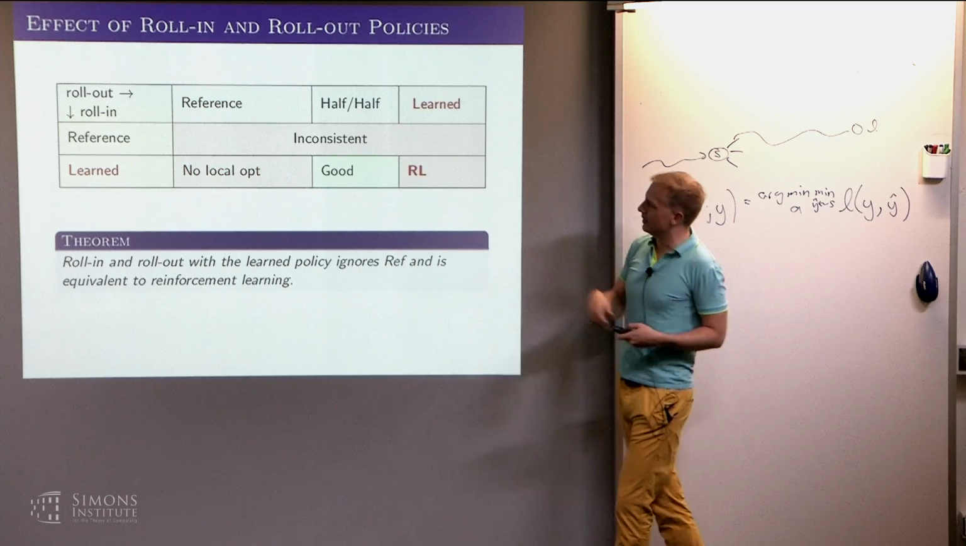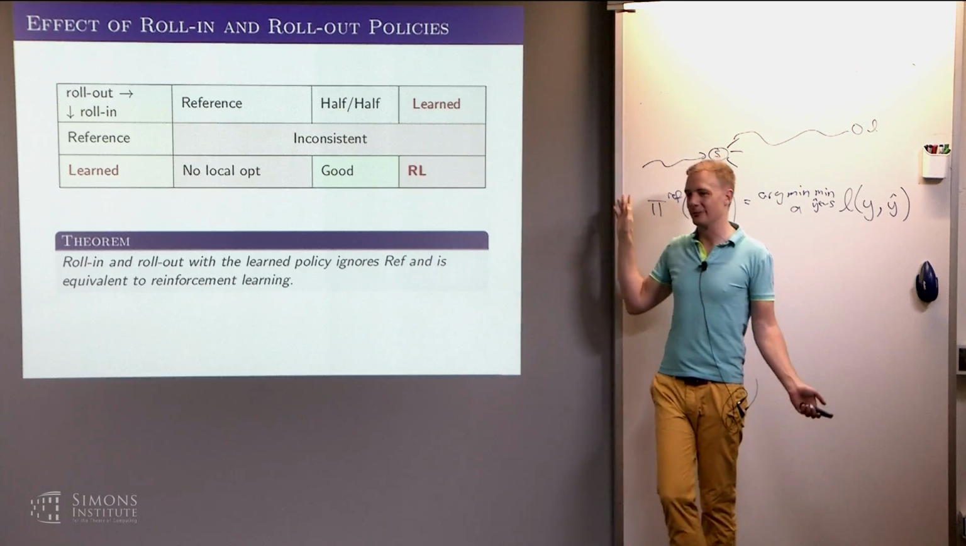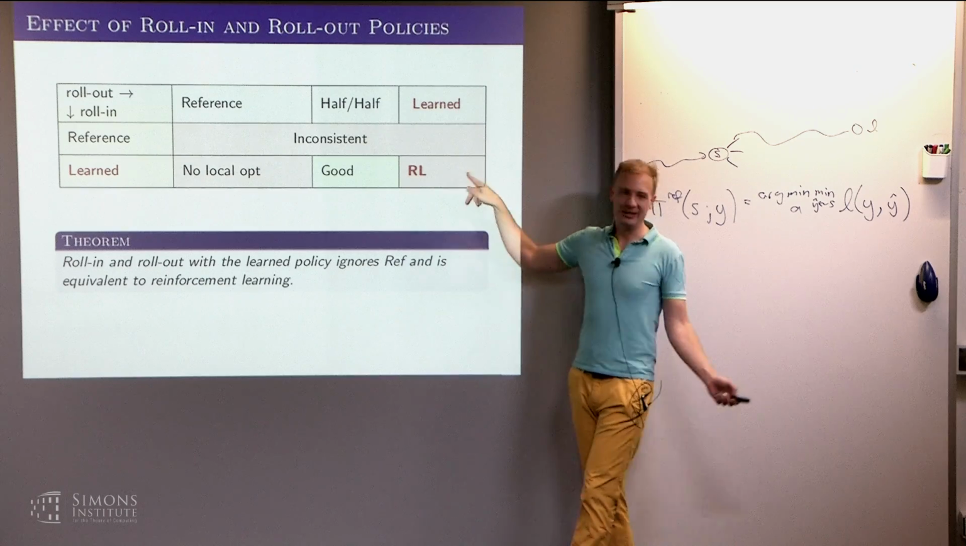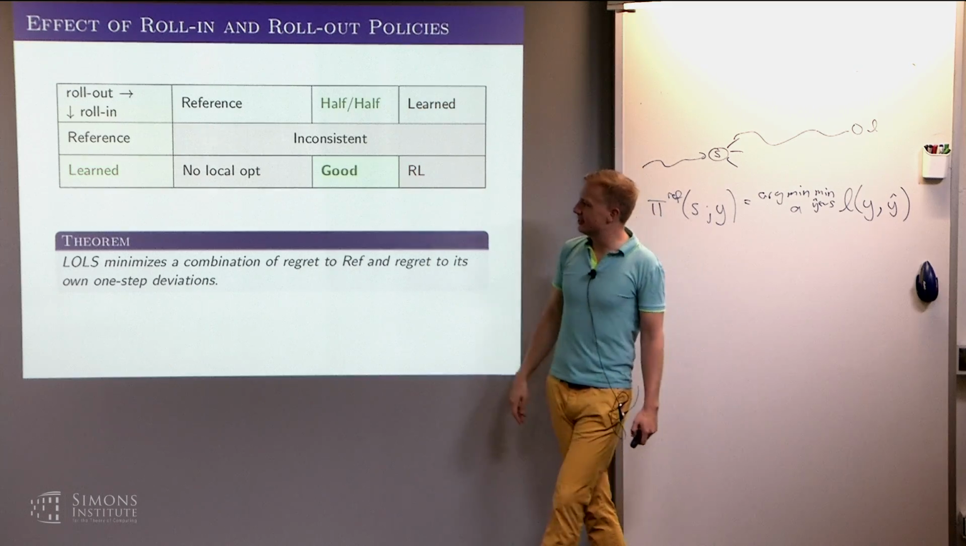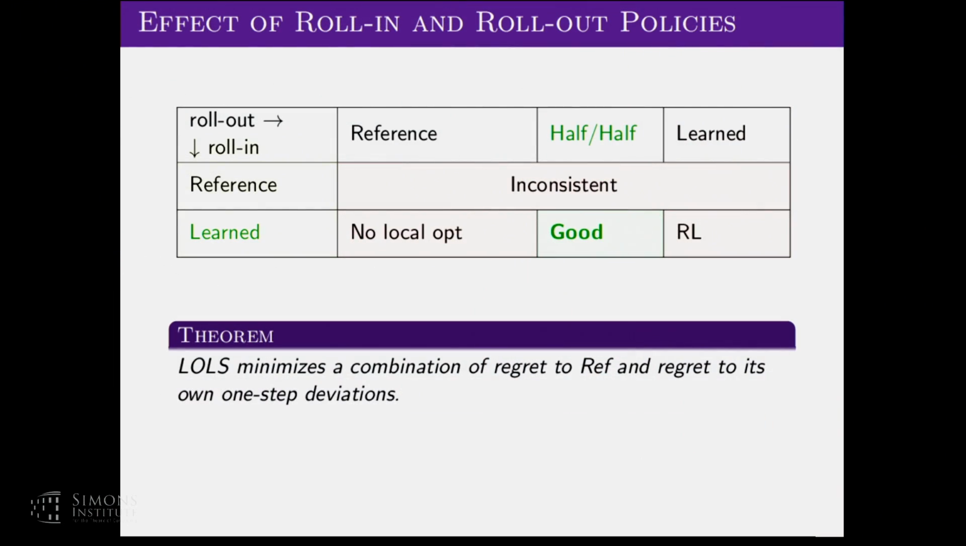If you roll in learn and roll out learn, you're not using ref at all, and you're just doing reinforcement learning, and reinforcement learning is hard, and so we don't want to do that. And so it turns out that rolling in with the learned policy and rolling out 50-50 is actually a pretty good thing to do. So we call this particular algorithm LOLS.